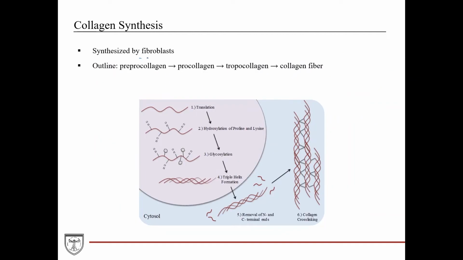It's synthesized by fibroblasts, which are cells found in connective tissue. So really the outline is you have the pre-pro collagen, which is synthesized within the cell, within the rough ER actually specifically. Then you have the pro-collagen, which is formed after some modifications to the initial sequence. That's exported out. And then you have tropocollagen, which is here. And then these undergo that cross-linking to form collagen fibers.